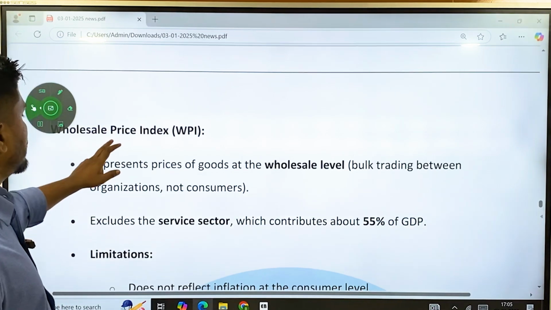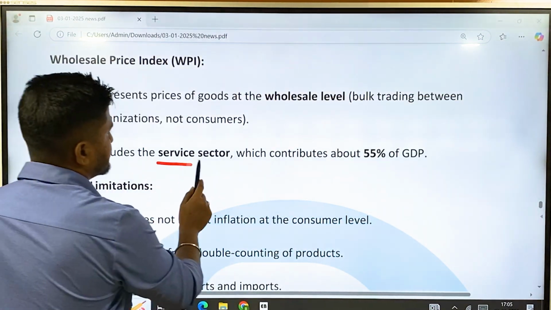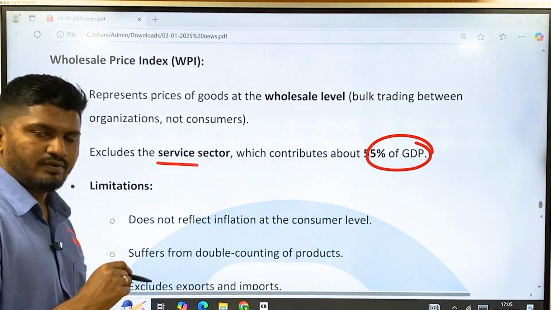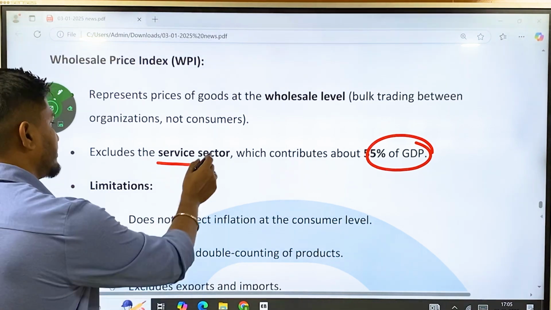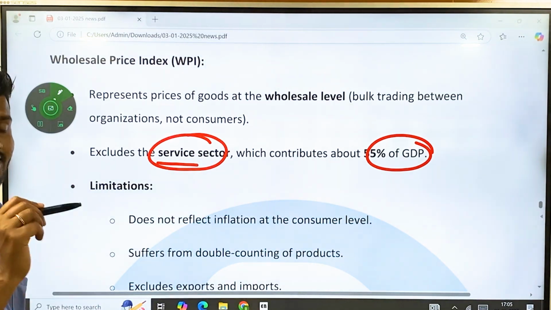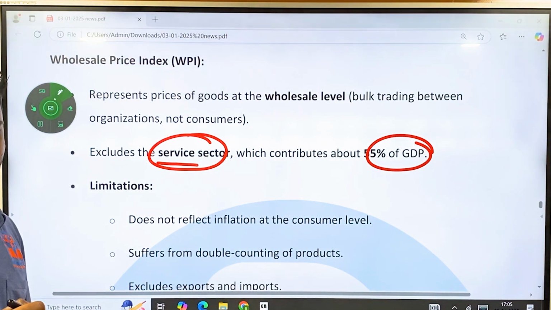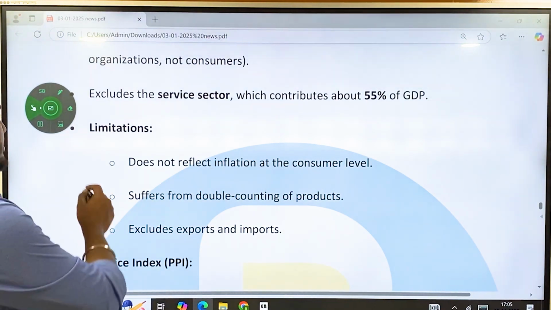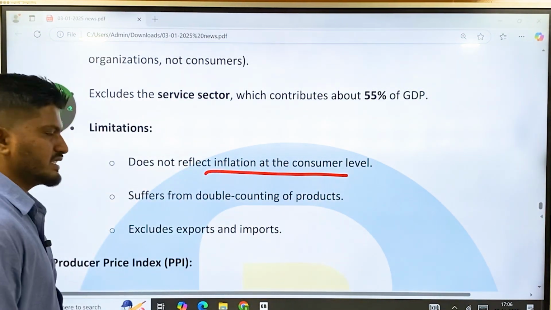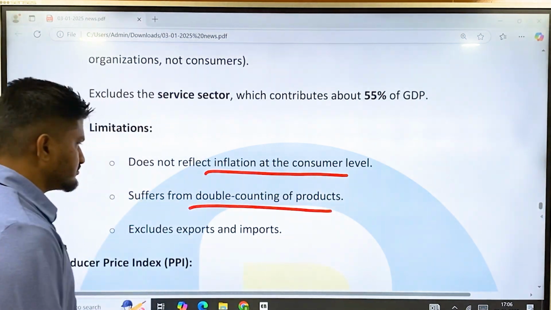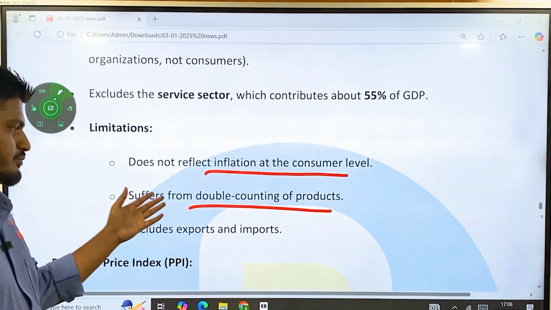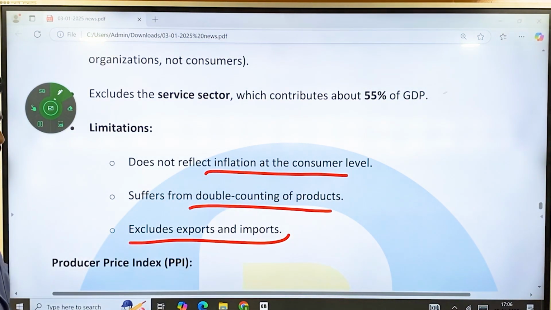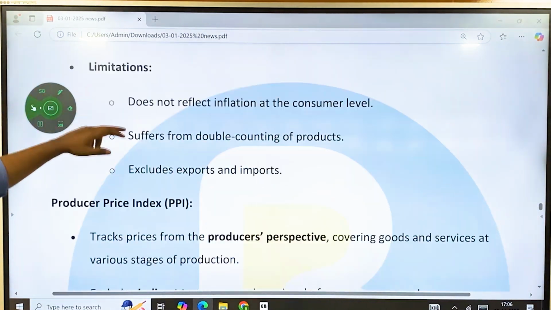Then, wholesale price index excludes the service sector, which contributes about 55% of the GDP. Okay, this is a very significant disadvantage of wholesale price index, because it doesn't provide a correct measure of inflation, as it is excluding prices in the service sectors. Then, the limitations: it does not reflect the inflation at the consumer level. It suffers from double counting of products, that is, once it is counted at the producers, then it is counted at the wholesalers. Then it excludes exports and imports. So there are many drawbacks which should be addressed by the Ramesh Chand panel.